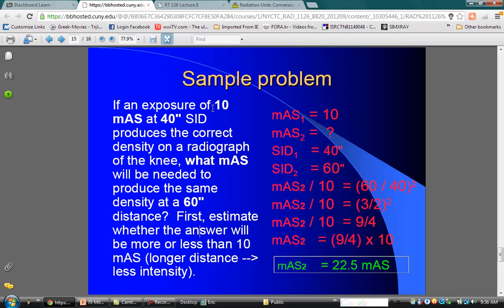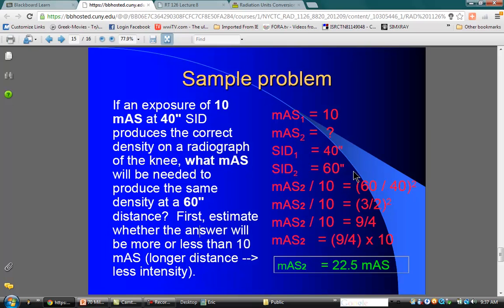If an exposure of 10 mass, that's our first mass, at 40 inches SID, that's our first SID right here, produces the correct density on a radiograph of the knee, what mass will be needed to produce the same density if we now go to 60 inches? So we don't know what our new mass is. That's what we're going to try to find out. But we do know that we have increased the SID.